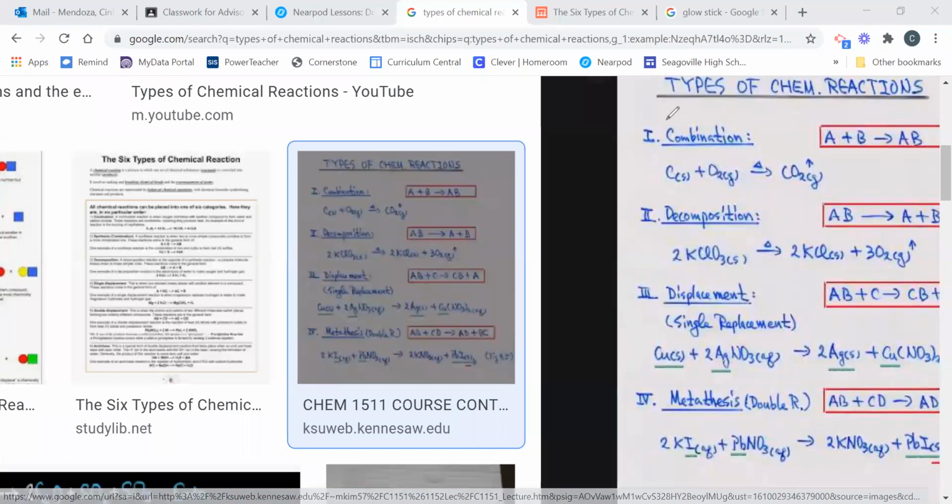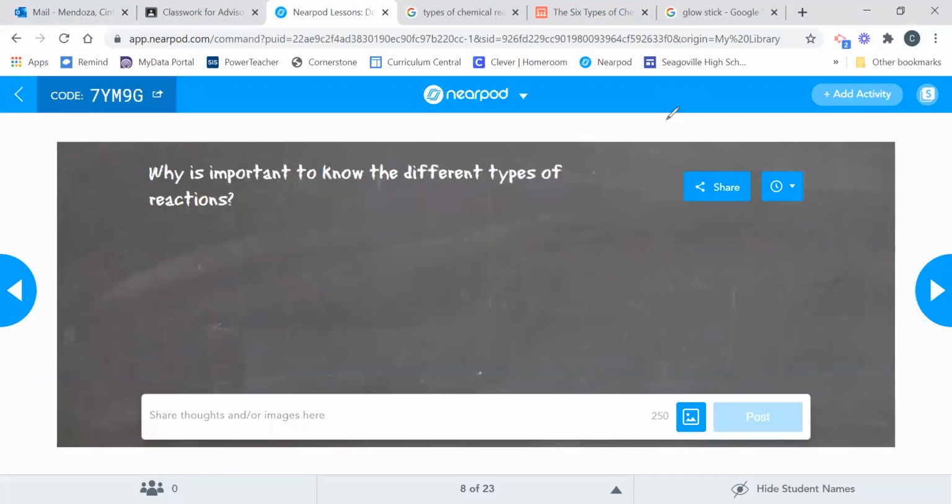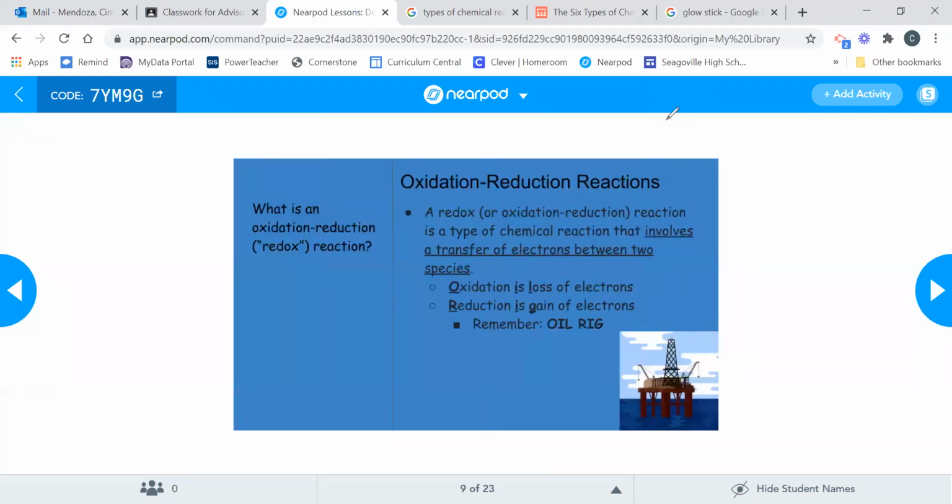So that's why types of chemical reactions is important to know, because you can kind of predict what might happen at the end. This is just vocab words that you guys should know. I'm pretty sure this will come up later on. So if I put a picture on the next slide.